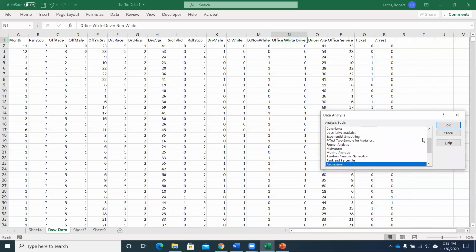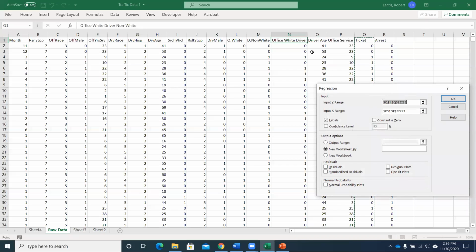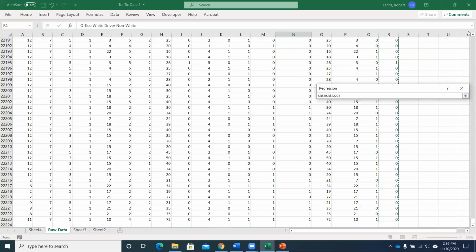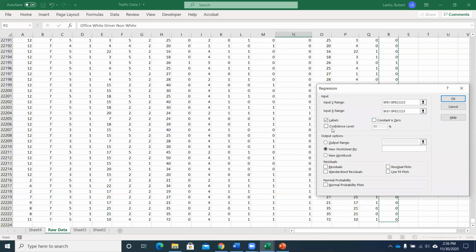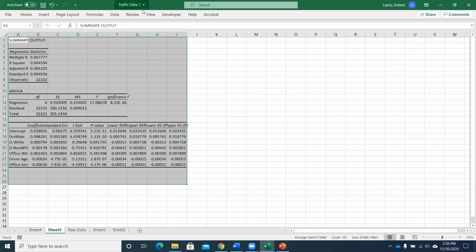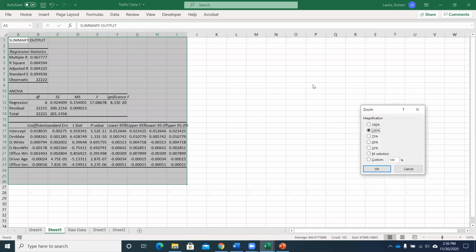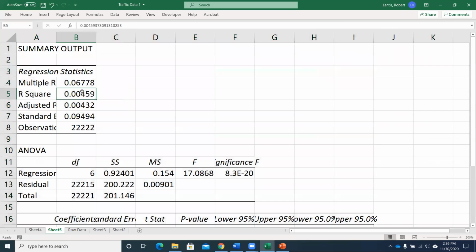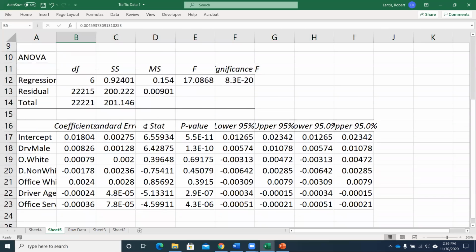So I go to data analysis, hit my regression tool. I want the same X variables, but now my Y variable, I want to be the "were they arrested or not" variable, right? I had my label selected, new worksheet, so I'll hit OK. Increase the view so you guys can see it easier. If I look at my R squared, well, it's even lower now. Right? I mean, now I should be real cautious about these results.